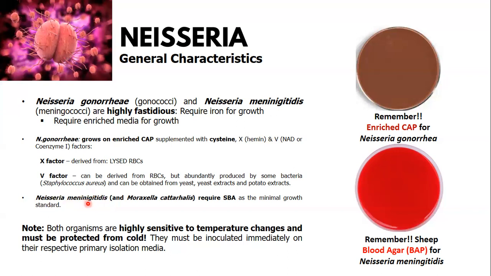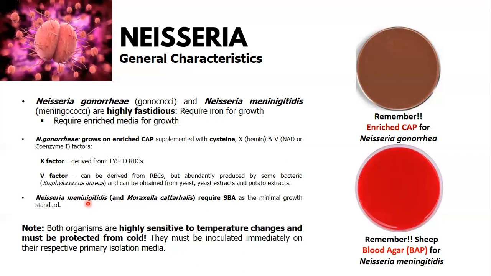However, I did not say that we cannot inoculate specimens suspected of Neisseria meningitidis using an enriched chocolate agar plate. What I said is that as a minimal growth standard, we can use sheep blood agar alone. So what are those instances wherein we can utilize enriched chocolate agar plate for the isolation of Neisseria meningitidis?